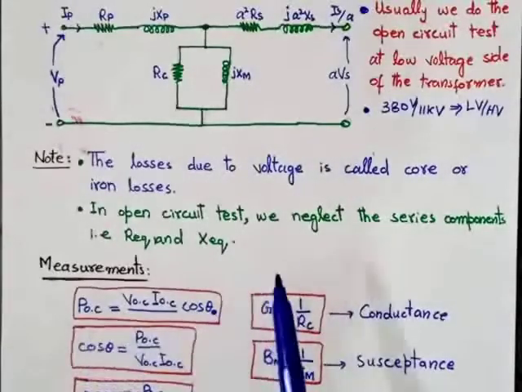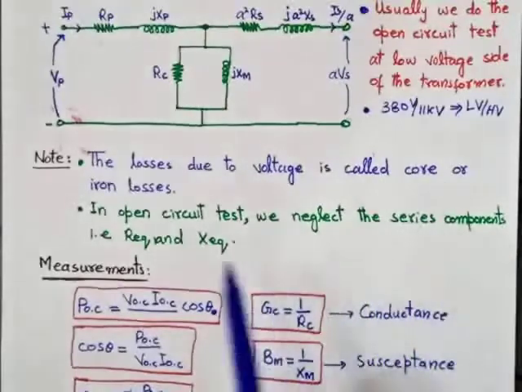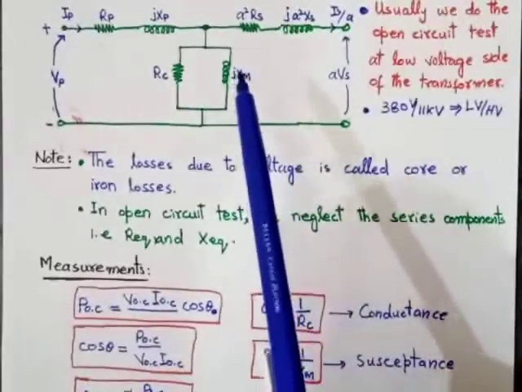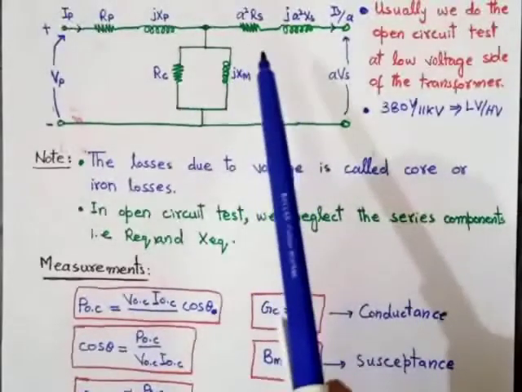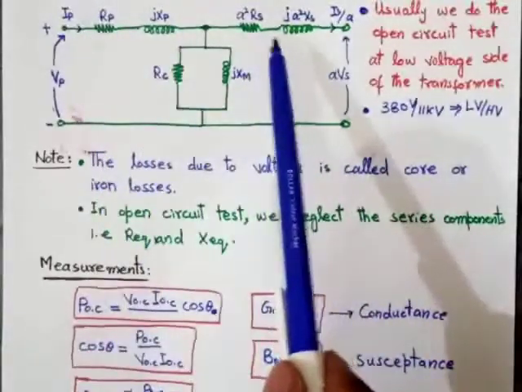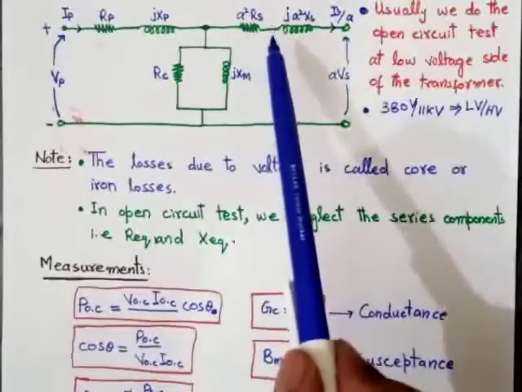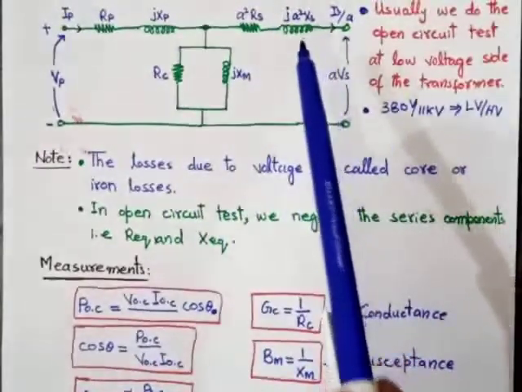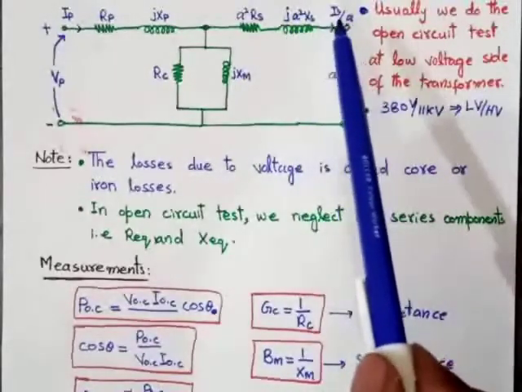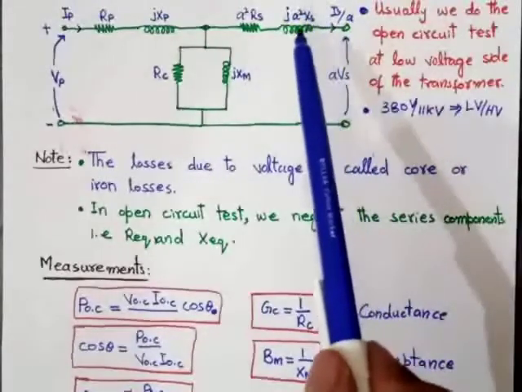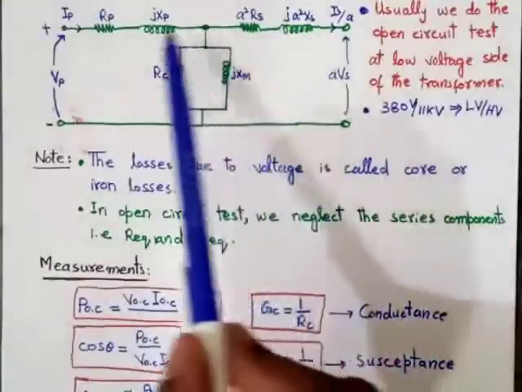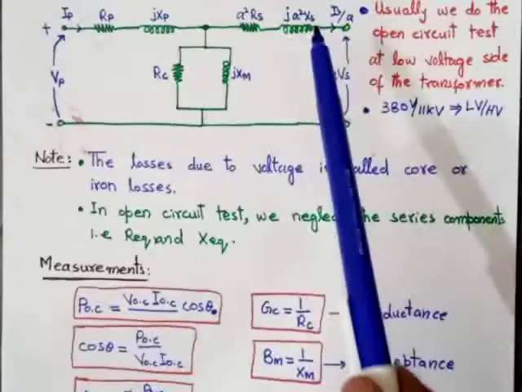So in the open circuit test, we neglect the series components, that is R equivalent and X equivalent. As you can see in this equivalent circuit, in the open circuit test, we will neglect the series elements, that is Rp, Xp, a squared Rs and a squared into Xs. The reason is that in case of open circuit, the value of the current will be 0. When the value of current is 0, there will be no drop across the series elements.